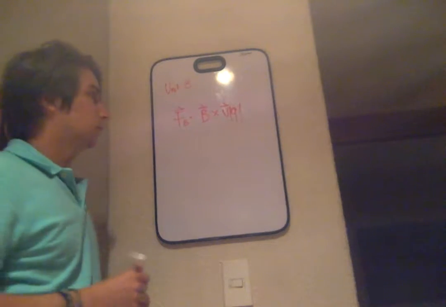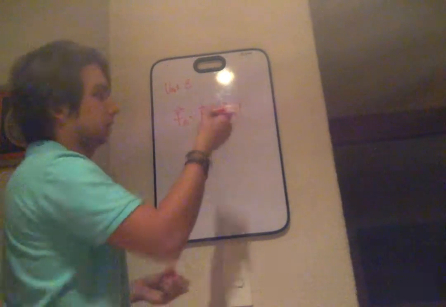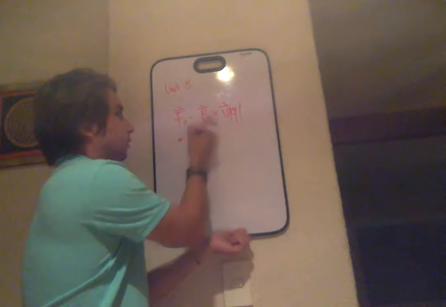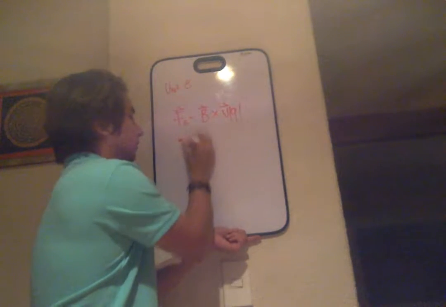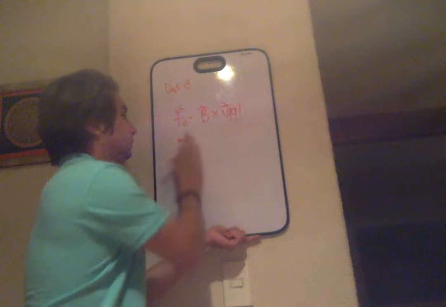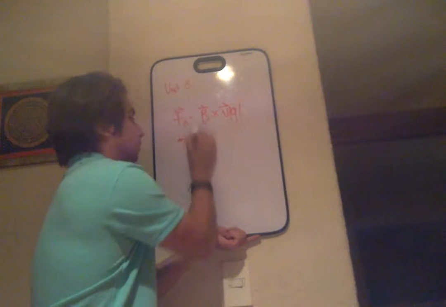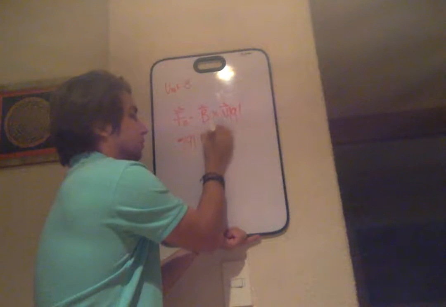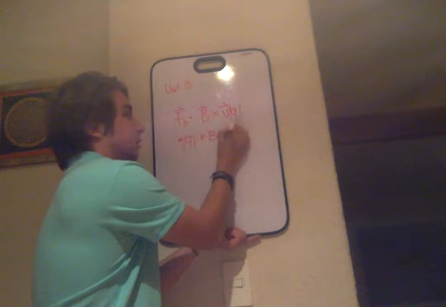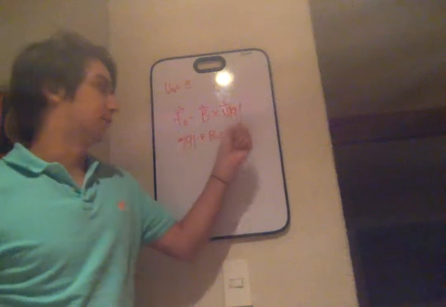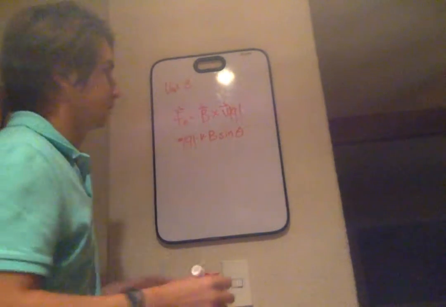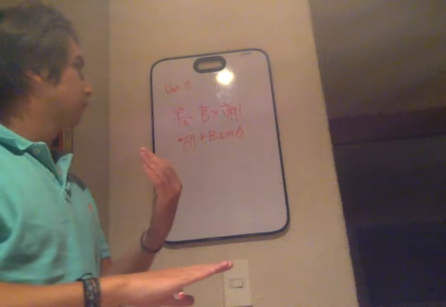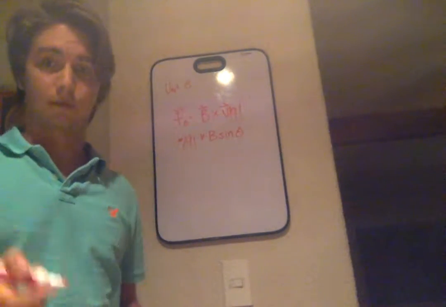So what can we say from that? What does the cross product mean? Well, it basically states that it's the charge magnitude times the velocity times the field times the sine of the angle between the magnetic field and the velocity of the charged particle.